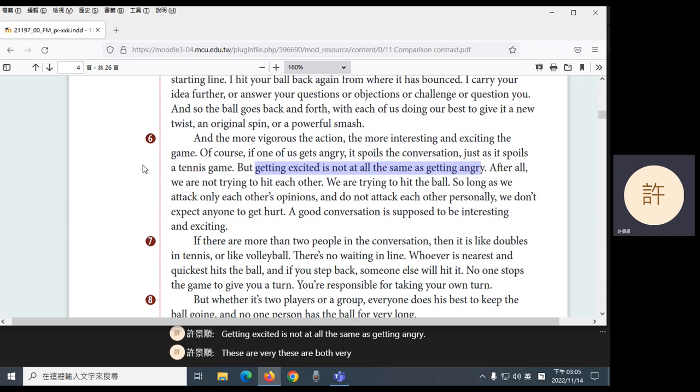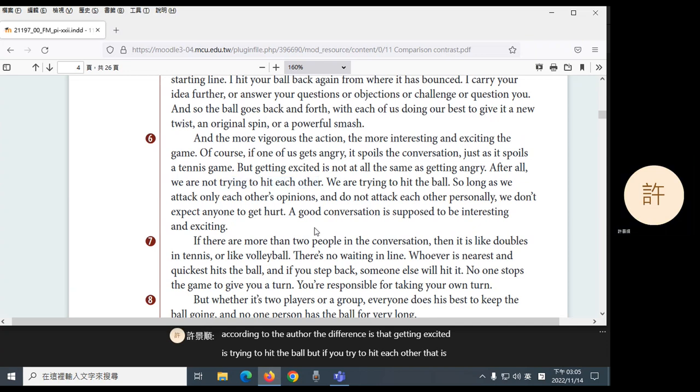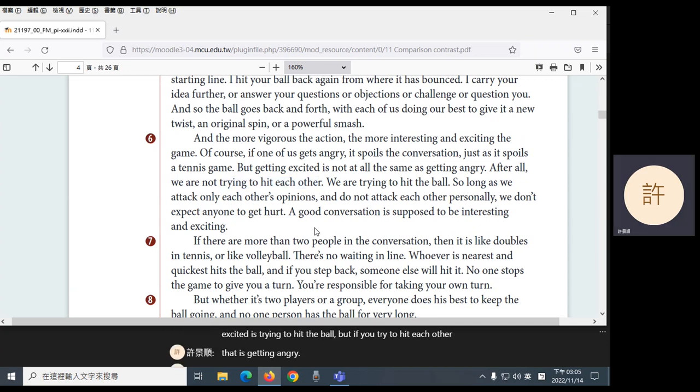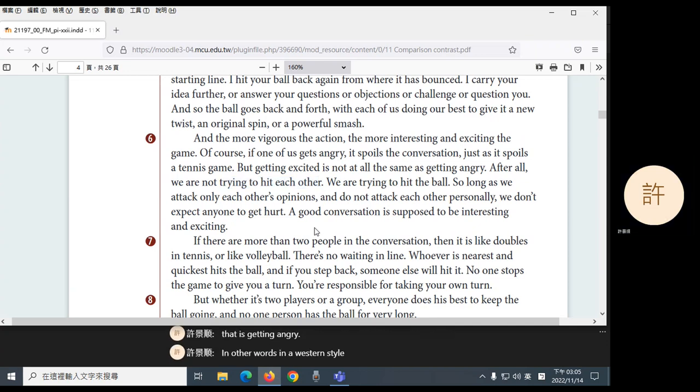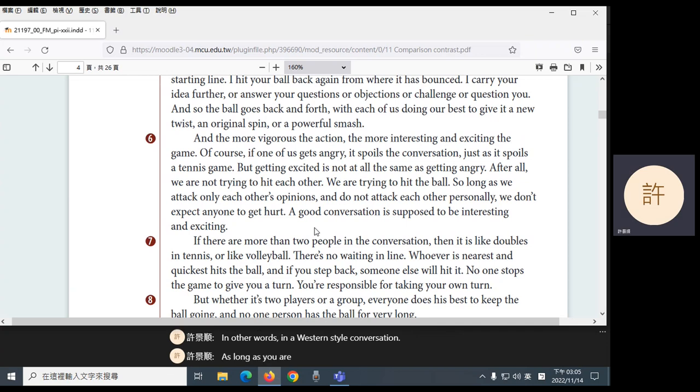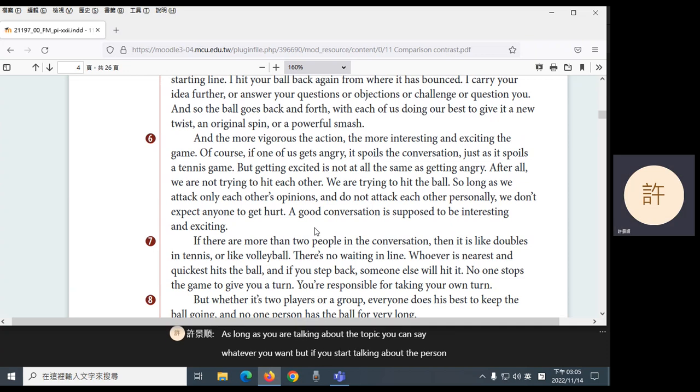These are both very energetic emotions. According to the author, the difference is that getting excited is trying to hit the ball. But if you try to hit each other, that is getting angry. In other words, in a Western style conversation, as long as you are talking about the topic, you can say whatever you want. But if you start talking about the person, then you have to be careful.